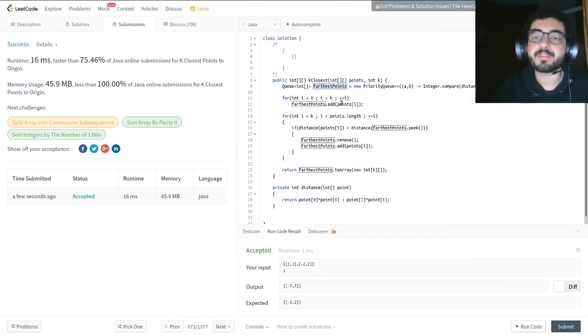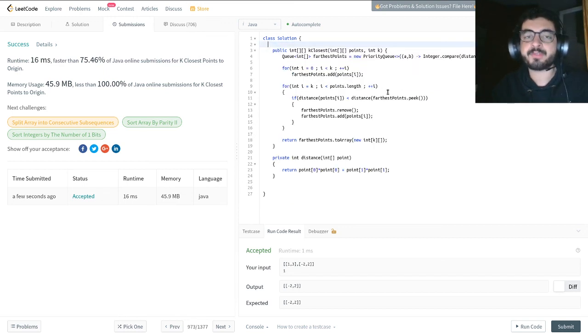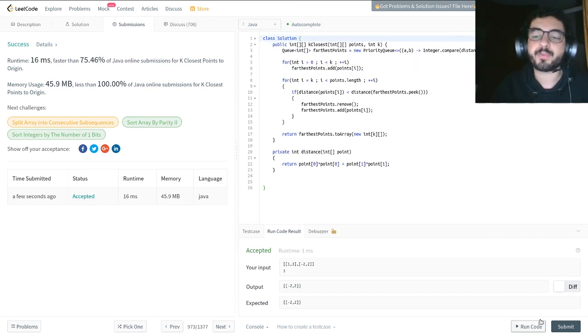We need the farthest points. So the farthest point would be the top of the priority queue. That's about it. So thank you for watching, and I hope you have learned something out of this video. I know it's a long one, but I hope that it'll give you an idea of what coding patterns are and why they are useful more than solving a lot of questions. Thank you.